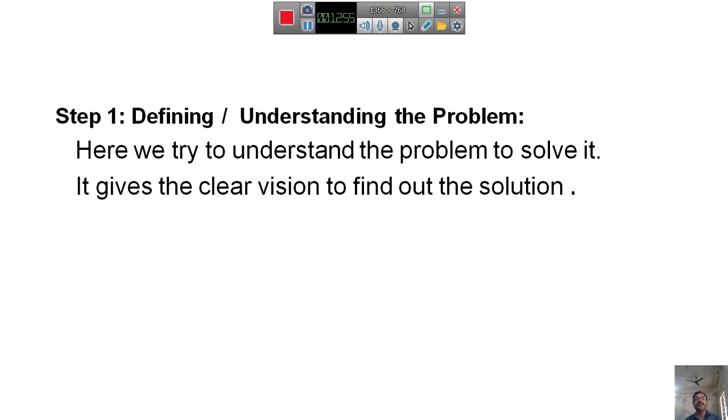Is it clear? Right. So the first step is a very, very important step. Why? Because when we understand the problem clearly, then only we can find out the solution. So this is called the first step.